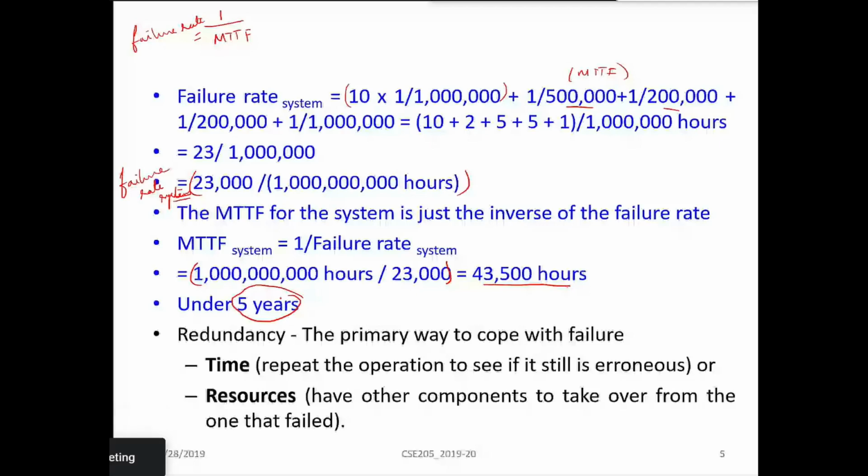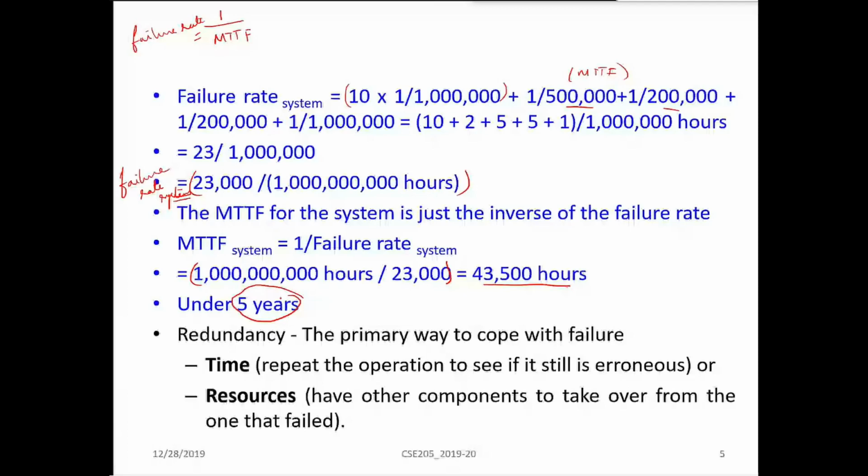To avoid failures, this is a normal thing, right? One thing is we need to go for redundancy. Whenever you have redundancy, probably the failure may be reduced. So this is clear. So this is there in dependability.